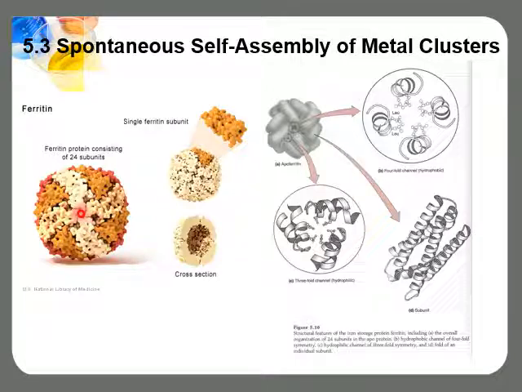This is the hydrophobic channel, and this is the hydrophilic channel. And this is a cross section. You can see the thick walls. Inside, it is covered with hydrophilic residues, so the hydrophilic iron oxide can be stored inside.